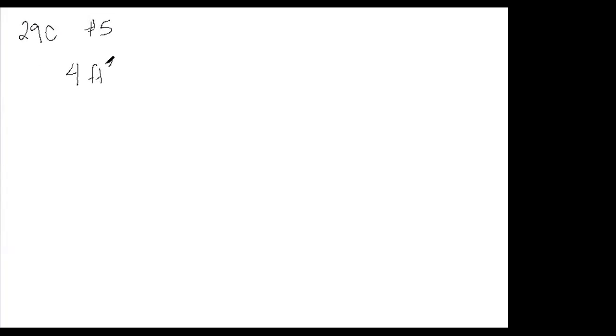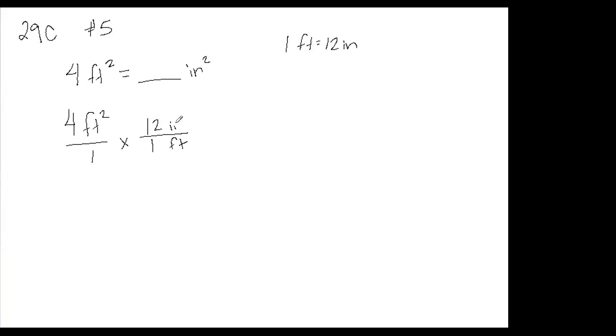4 square feet is how many square inches? First, write this right here over 1, and then we're going to multiply it by some fraction. It's going to equal 1, so it's something that's equal to each other. 1 foot is 12 inches. We want to cancel feet, so we want the feet on the bottom. So 1 foot is 12 inches.